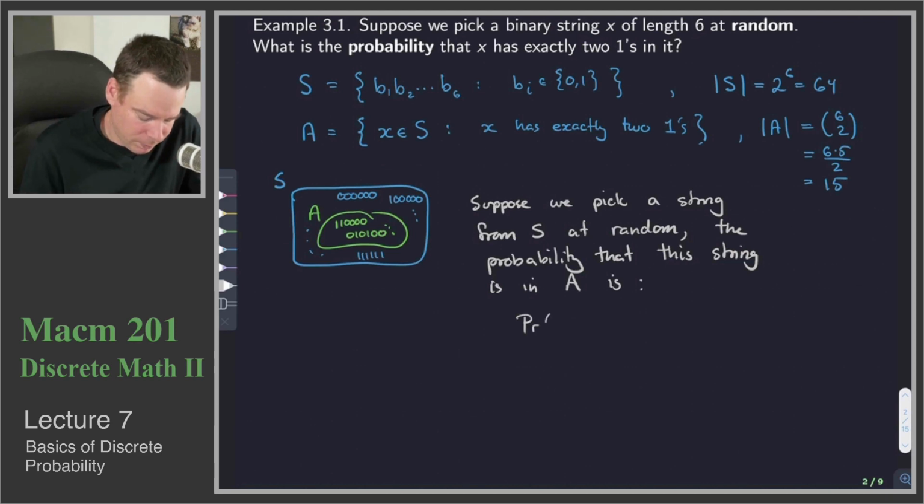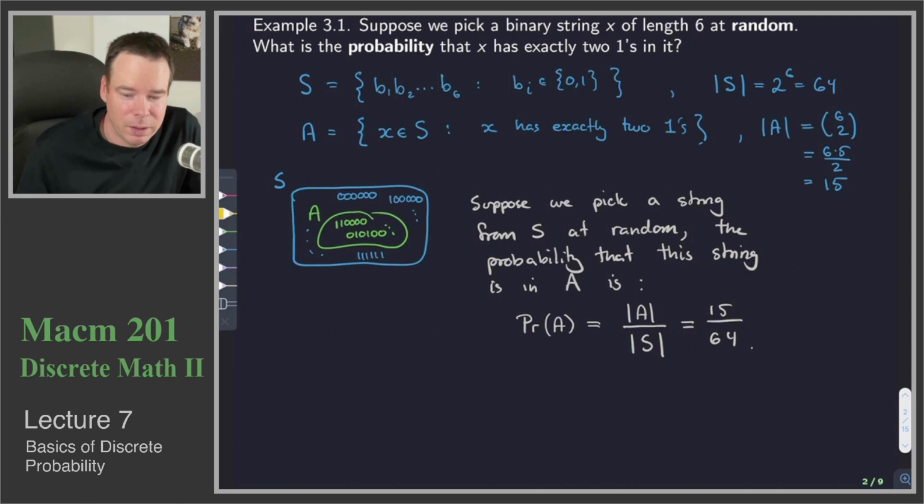So the probability that we're picking something out of S that actually lives in A, and I'll talk a little bit about this notation in a second, is the size of the set of outcomes that we consider successes, or our desired outcomes, over the set of all possible outcomes. And so this is going to be 15 divided by 64. So there's our probability that if we choose a string at random, that it actually came from the set A.